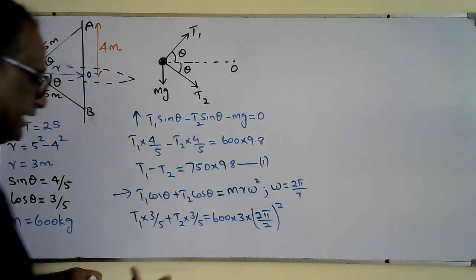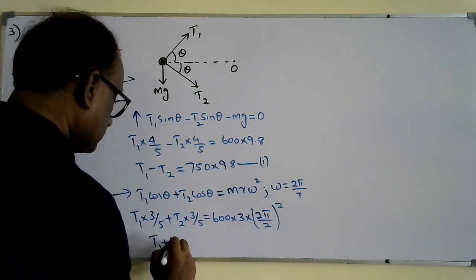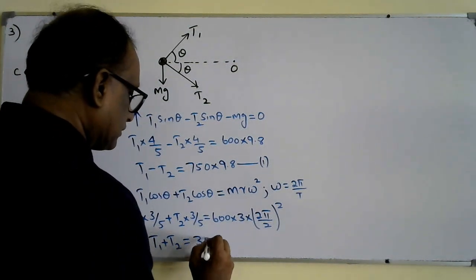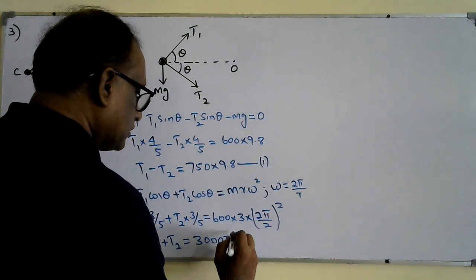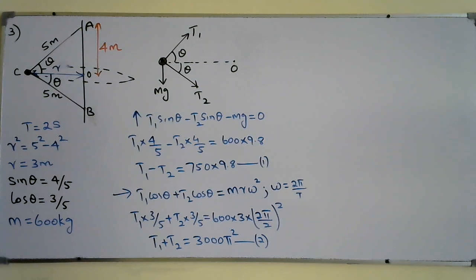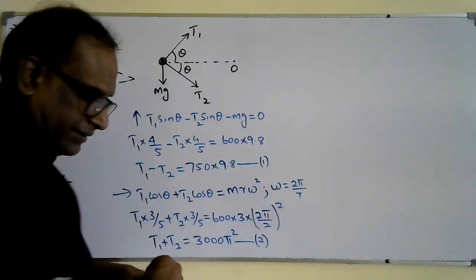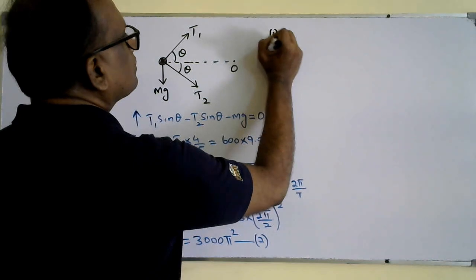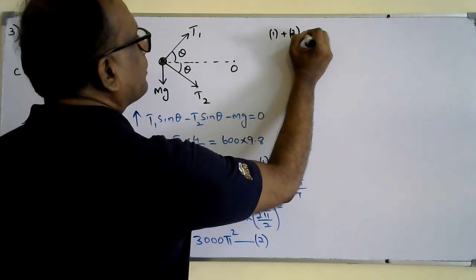Okay, solve it. You will get T1 plus T2 equal to 3000 pi squared. That is the second equation. Solve it and get it. Okay, so by using the first equation and second equation, you know how to solve it. Just add the two equations, simple work beyond IGCSE. So 1 plus 2. Or you can solve it by using a calculator.